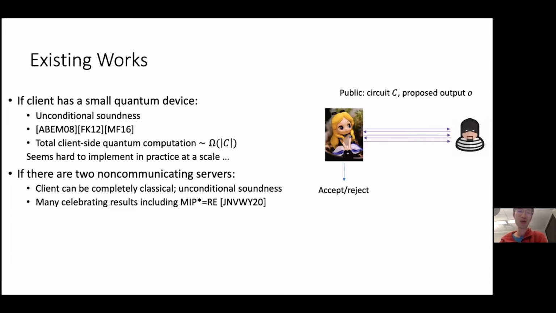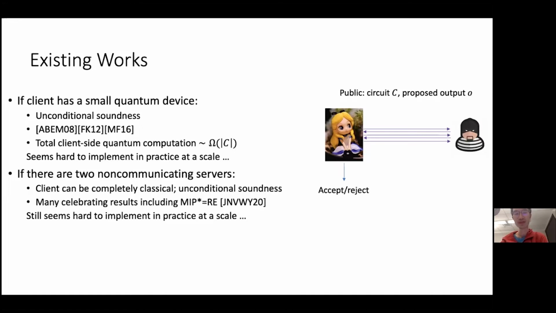And here we know, in this setting, we can construct a protocol where the client is completely classical, and we can achieve unconditional soundness. And the study of the verification problem in this setting has led to many celebrated results, including the characterization of the complexity class MIP*. But in terms of practicality, this class of protocols still seems hard to implement at scale.